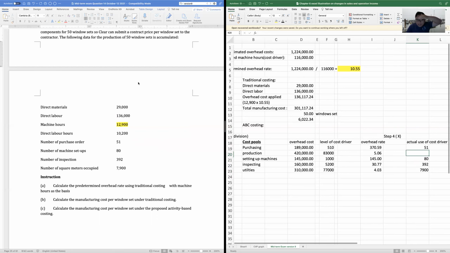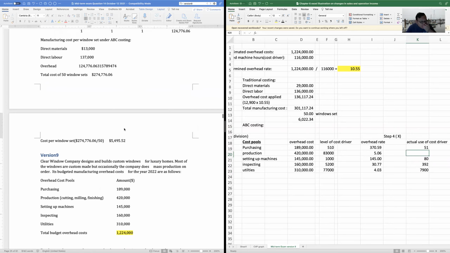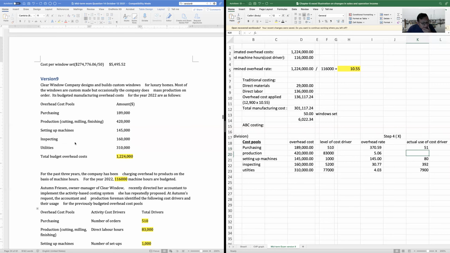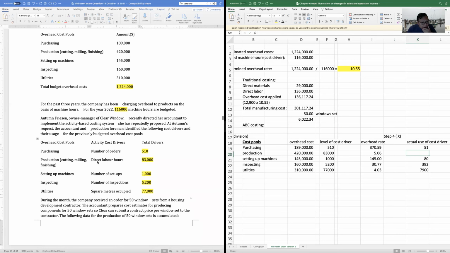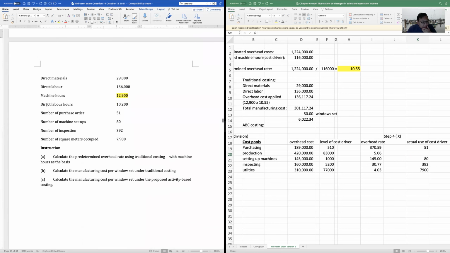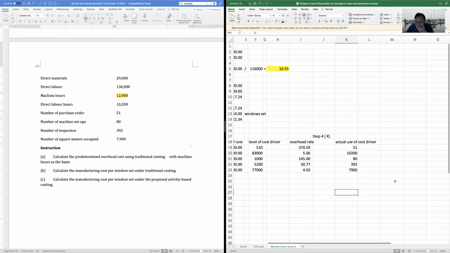Production, what is the production about? Here, the production is about direct labor hours. See? Production is about direct labor hours. So what's the direct labor hours we have? Direct labor hours is 10,200. Some students did this wrong as well, okay?